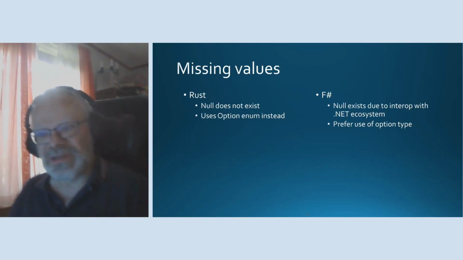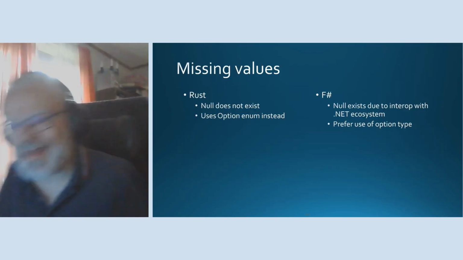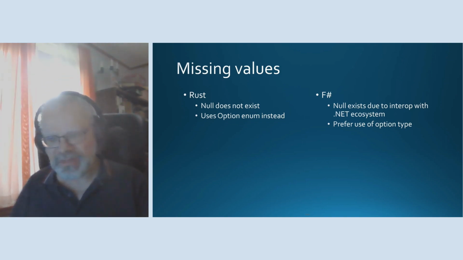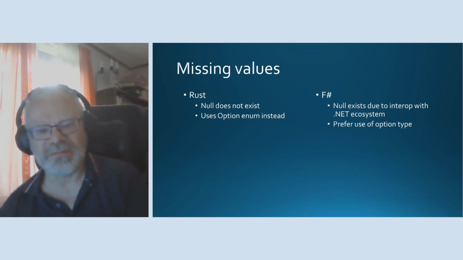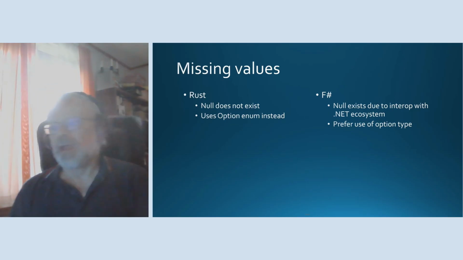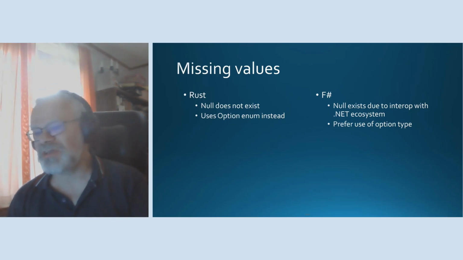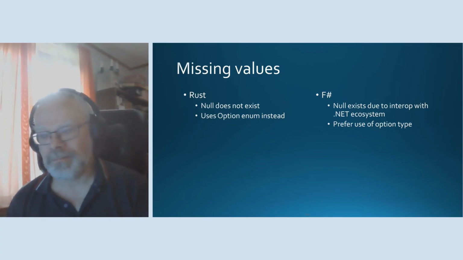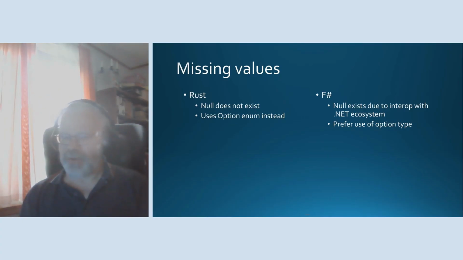Now, this leads us to missing values. How is that happening? Well, in Rust, null does not exist. We use an option enum instead. In F#, well, null exists because we are running on the .NET ecosystem, the .NET runtime, and null exists there. But as F# programmers, we really prefer to use the option value instead. But we need to handle nulls sometimes.